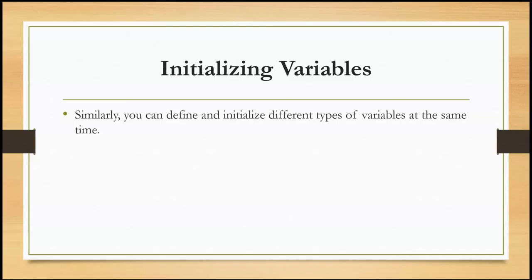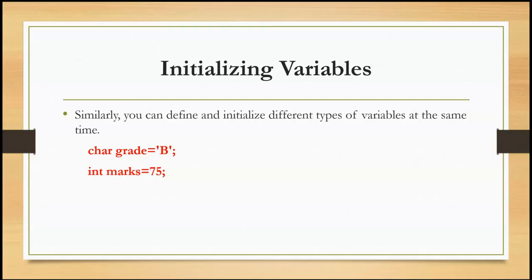Similarly, you can define and initialize different types of variables at the same time. So instead of using two different statements for definition and initialization, you can define and initialize the variable in a single statement. For example, char grade equals 'B'. Since B is a character, we have enclosed it using single quotes. So this value B will be assigned to the variable grade, okay? And we have defined grade to be of the type character, okay? This statement ends with a semicolon.